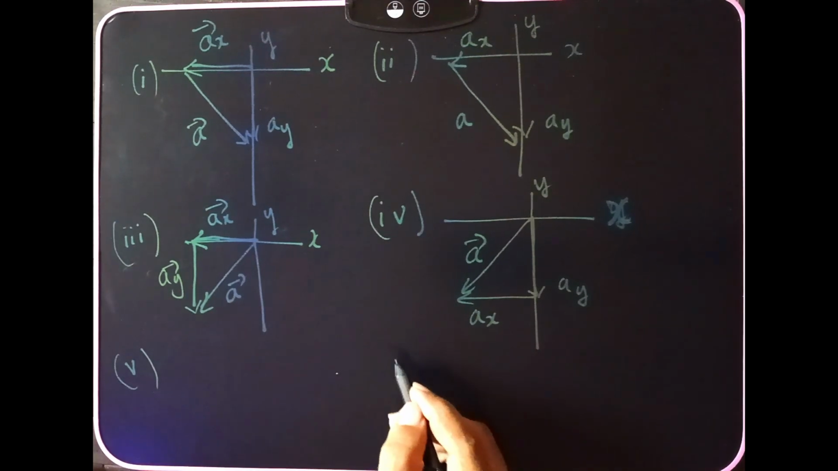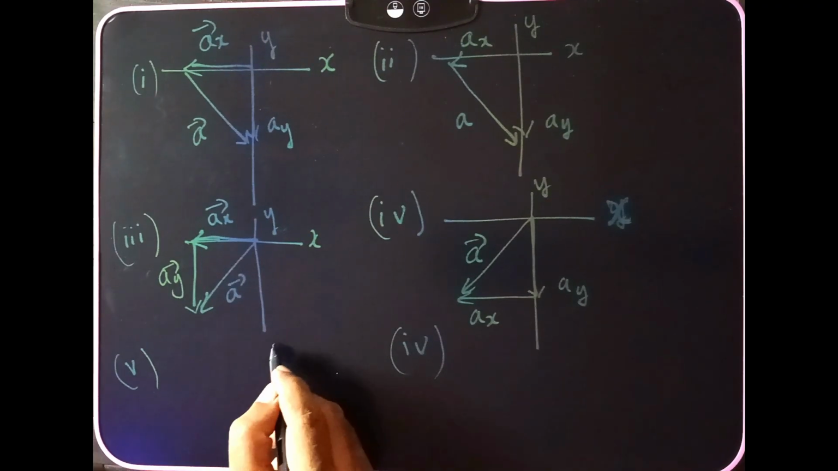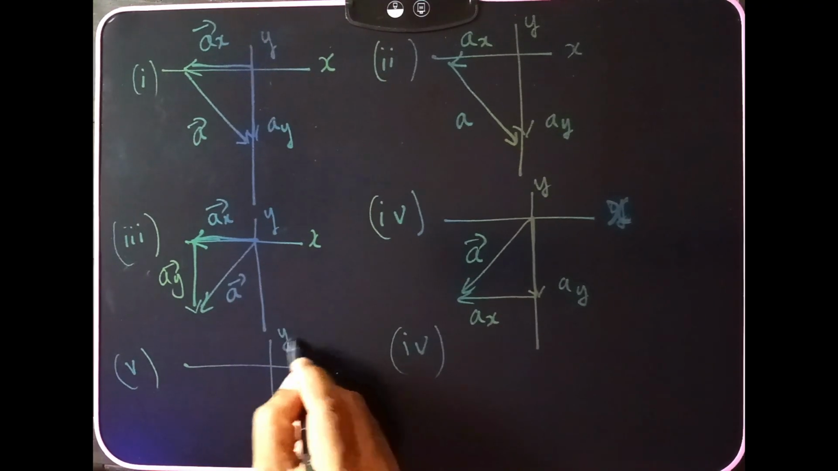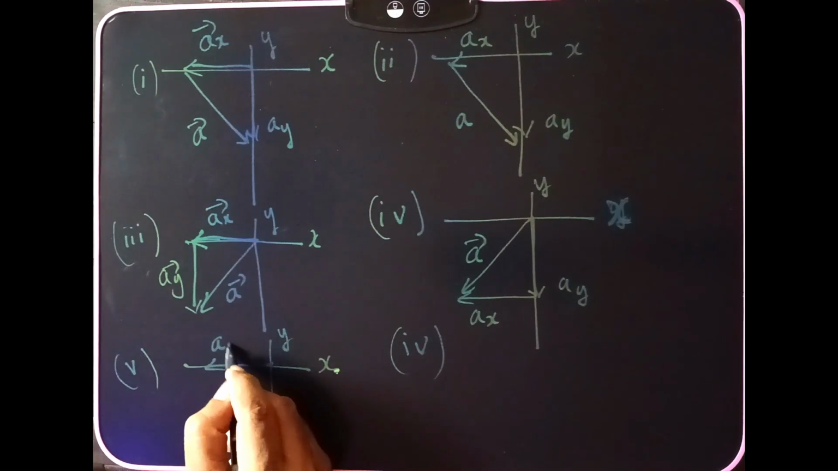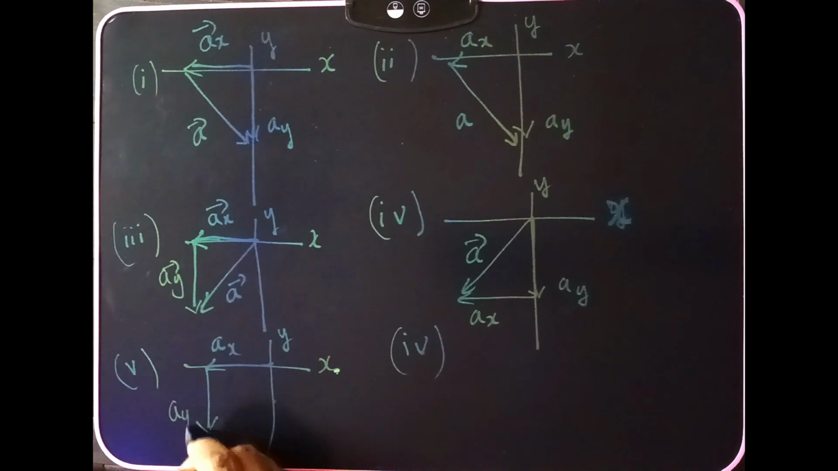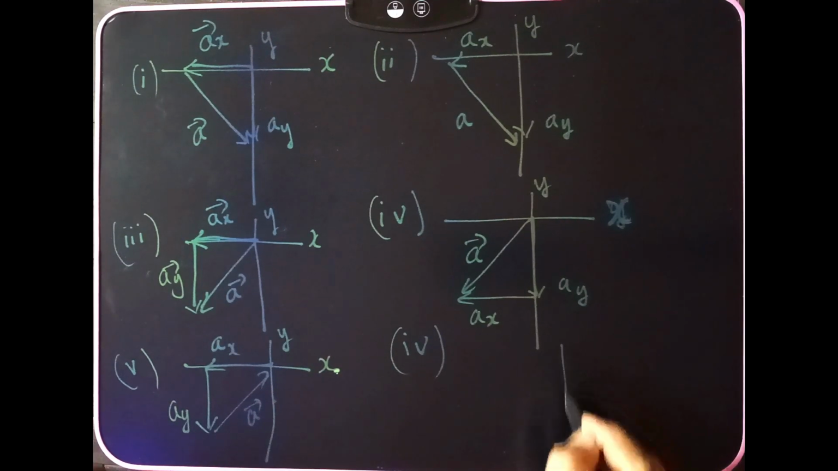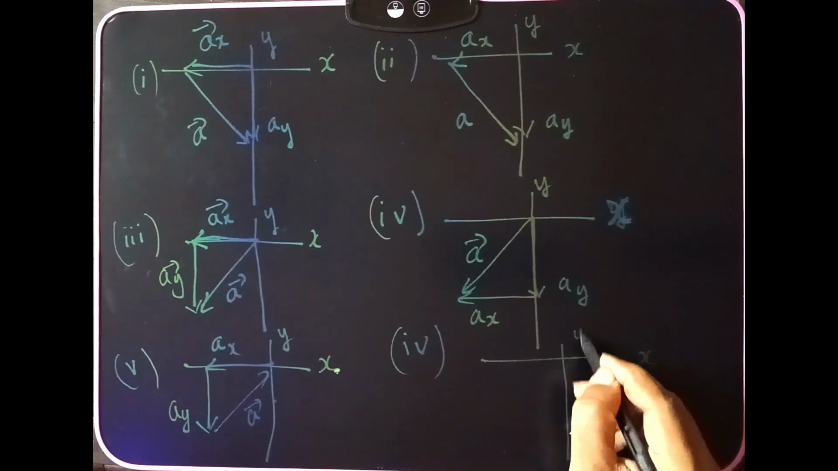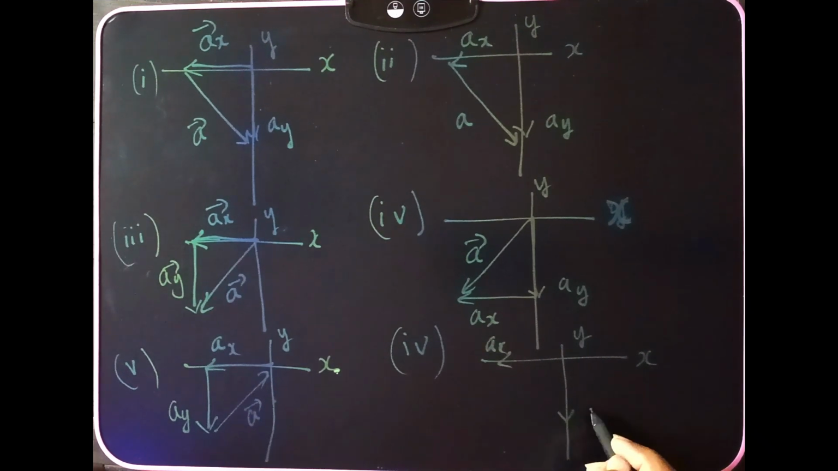Fifth and sixth case also is there. In this case, you have this is y, this is x. Then you have ax. This is ay, and this is resultant vector A. Then the final case you have this is x, this is y. You have ax, you have ay, and you have resultant A.